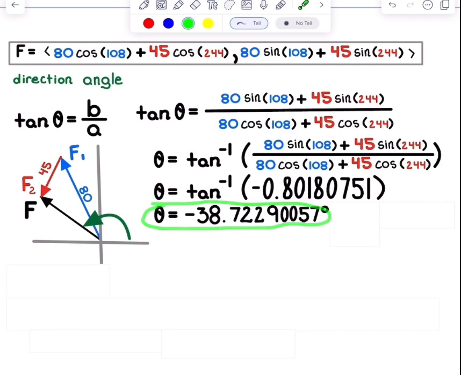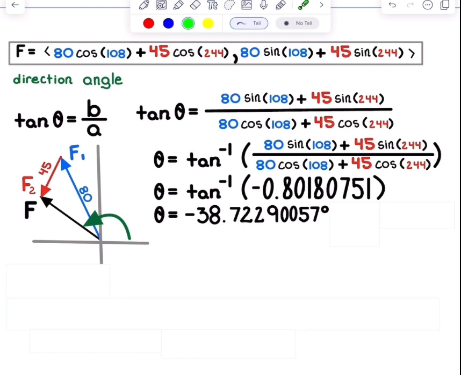Looking at my picture, I can see that the direction angle is not negative 38 degrees. I chose this example to show you how important it is to know what quadrant your resultant vector F is in before you get too far into the problem.